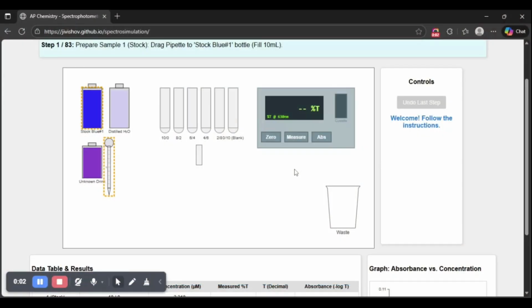In this online experiment, we're provided with 3 different solutions, which include stock blue 1, distilled water, and an unknown drink or solution. And we can also see 6 different tubes that are supposed to be filled with different ratios of each solution. These include 10 over 0, 8 over 2, 6 over 4, 4 over 6, 2 over 8, 0 over 10, otherwise known as blank. And so we're gonna fill these up respectively.